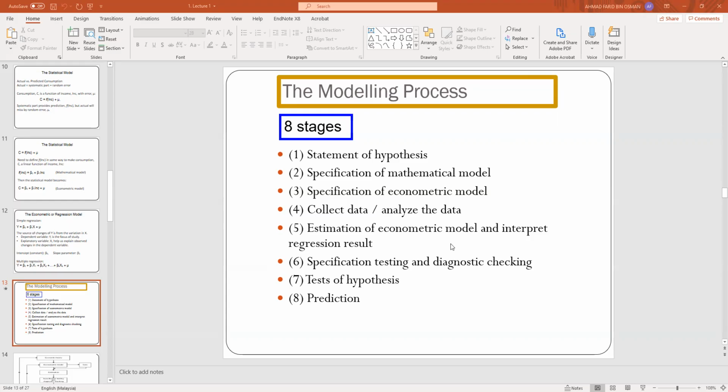And then step number 6 is to perform the specification testing and then diagnostic checking. This one basically is on the specification testing, whether we use the correct model or not, and then diagnostic checking on the residuals. Because we need to specify a number of assumptions to make sure that the model is a valid model. And then test of hypothesis, and the last one is prediction.